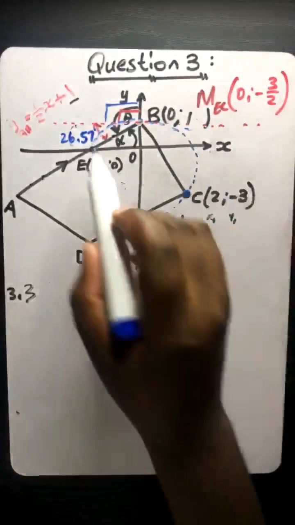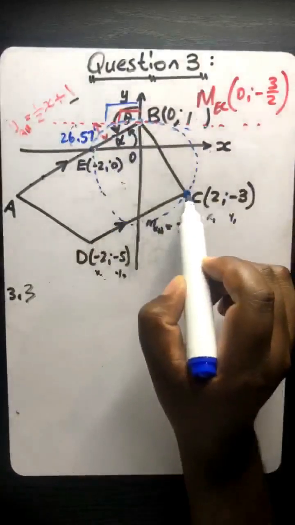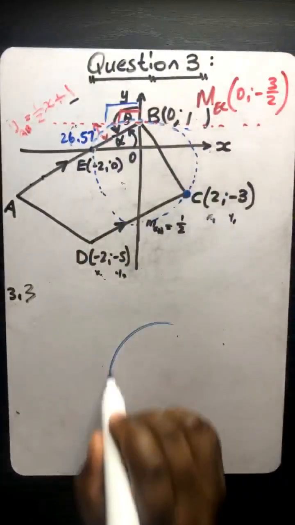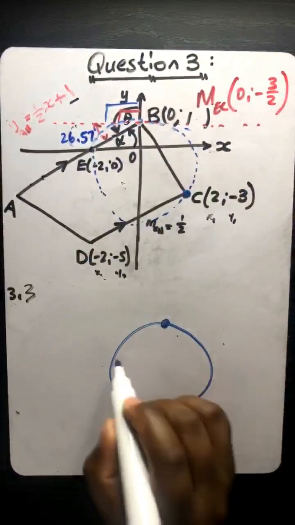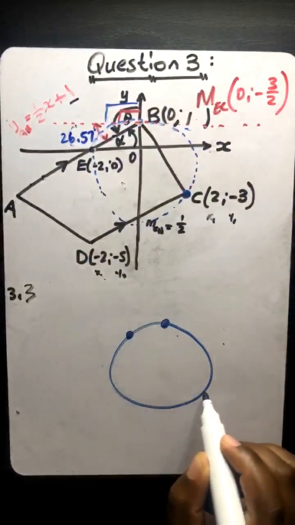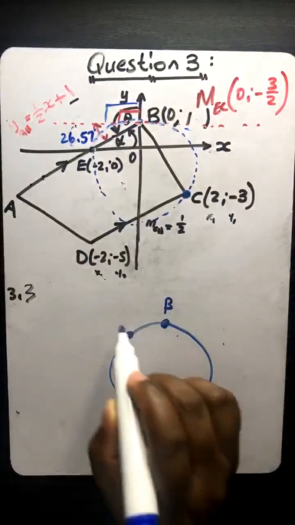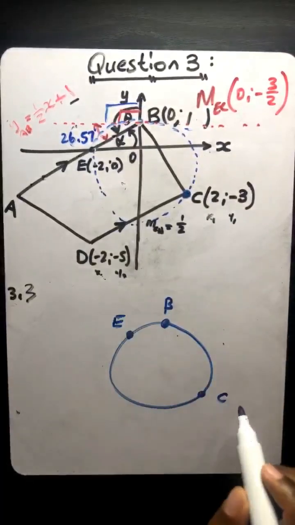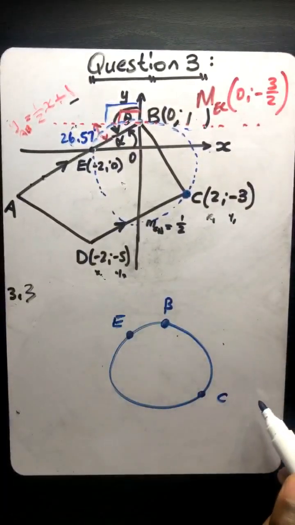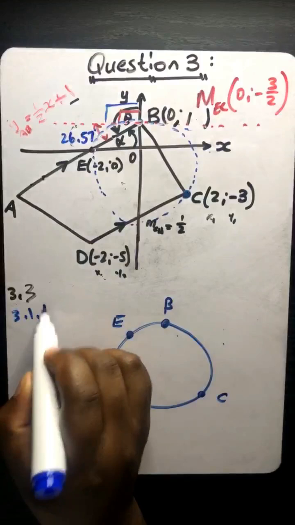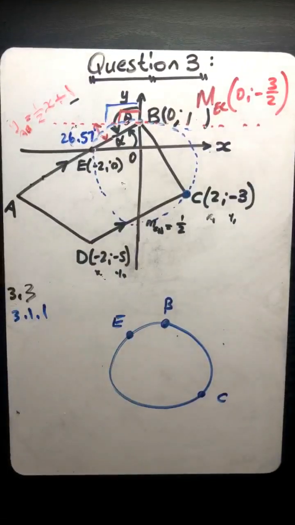To say points E, B, and C lie on the circumference of a circle means this is point B, this is point E, and this is point C. Now they say determine the center of the circle in 3.1.1. Anyone who has an idea of how we can determine the center of that circle?